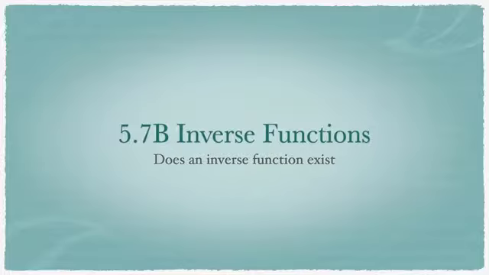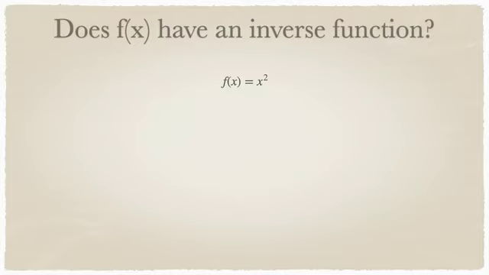In the last lesson, we learned what inverse functions were, functions that undo another function. We also determined or calculated the inverse function for various functions. One thing we didn't answer, though, is do all these functions have inverses? Is there always a function that can undo another function? So we're going to talk about that today, whether an inverse function actually exists for a given function.